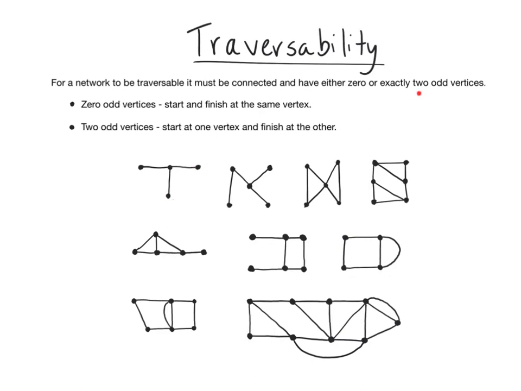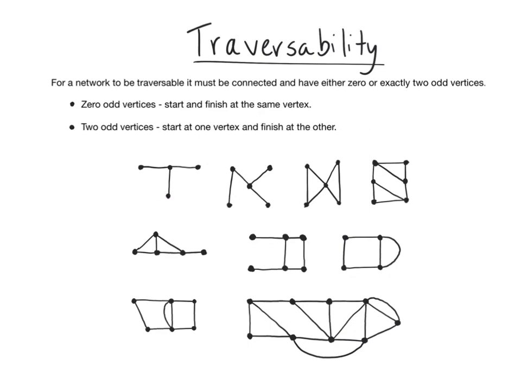And remember, it needs to have exactly 2 odd vertices. So again, this is odd because it's got a degree of 1, and 1 is an odd number. This one here is also odd because it has a degree of 3, which is also an odd number. And so the same goes for this one here. It's got a degree of 1, which is an odd number, which means that it also has an odd degree, and so does this one down here.